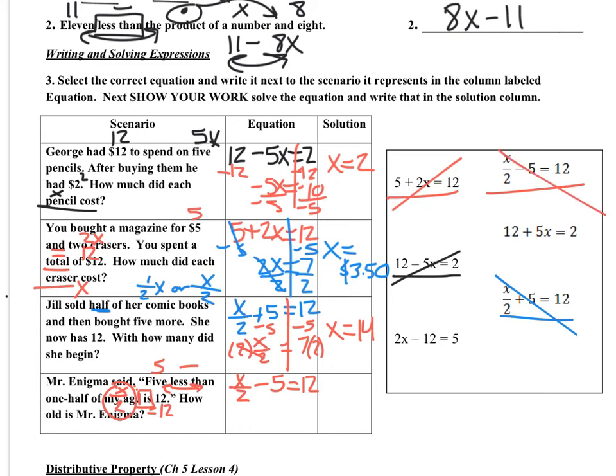So I never used 2x minus 12 equals 5, or 12 plus 5x equals 2, and that's okay. I'm only using the ones I need. So now I'm going to solve this. And I have x over 2 equals 17, multiplied by 2. X equals 34, which means Mr. Enigma is 34 years old.